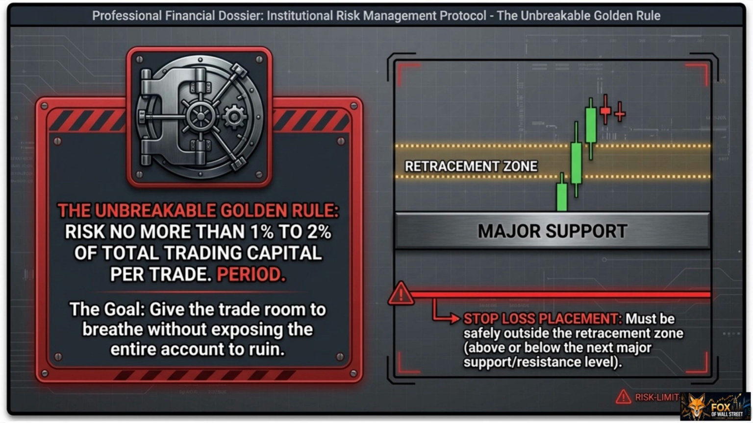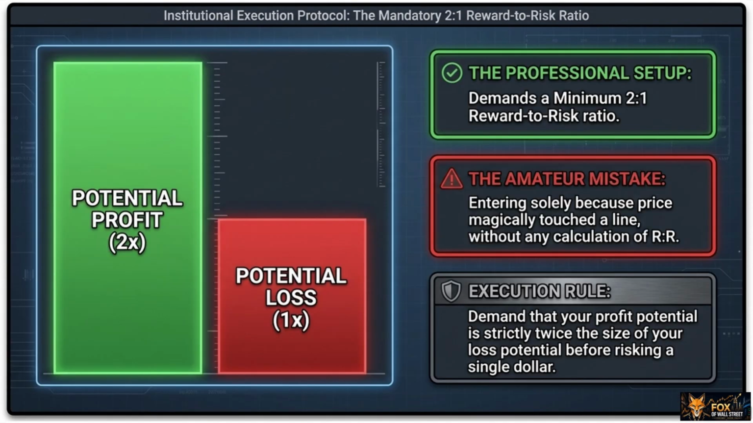When you enter a Fibonacci setup, your stop loss has to be placed safely outside the retracement zone. That means either below or above the next major support or resistance level. You have to give the trade room to breathe without exposing your entire account to ruin. Honestly, this right here is the main dividing line between winning and losing traders. A professional trade setup demands a minimum 2-to-1 reward to risk ratio.